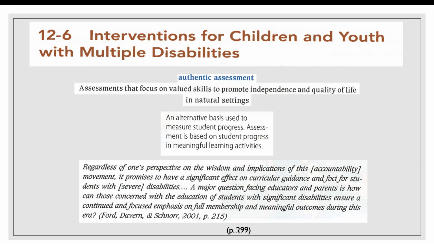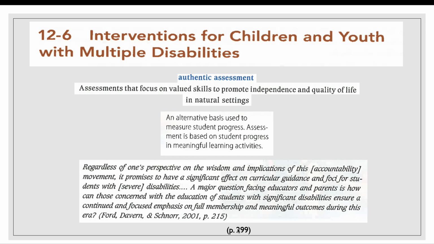Interventions for children and youth with multiple disabilities. We have to incorporate authentic assessment. These are assessments that focus on valued skills to promote independence and quality of life in natural settings. An alternative basis is also used to measure the student progress. This is assessment that is based on the student's progress in meaningful learning activities.